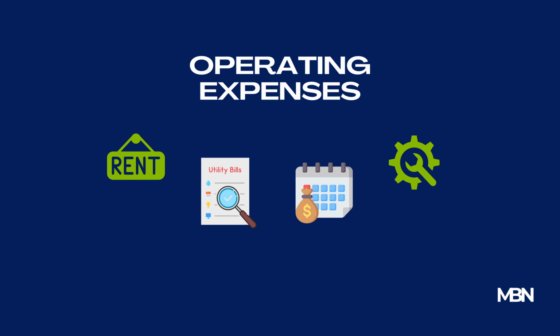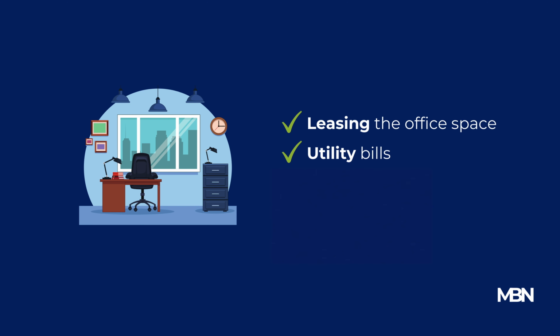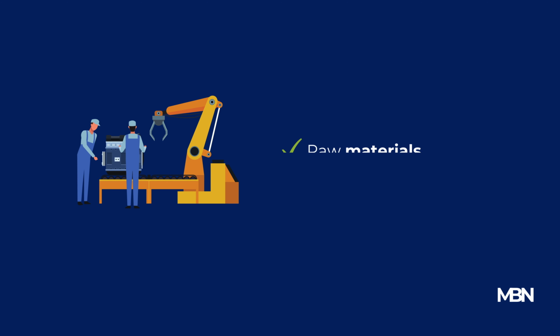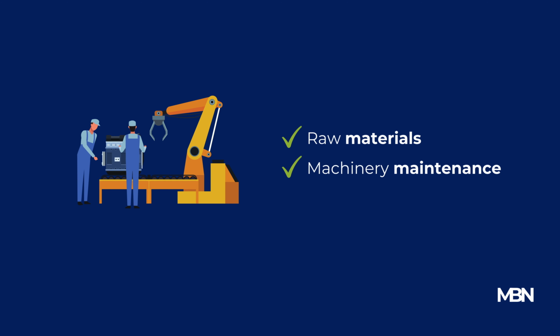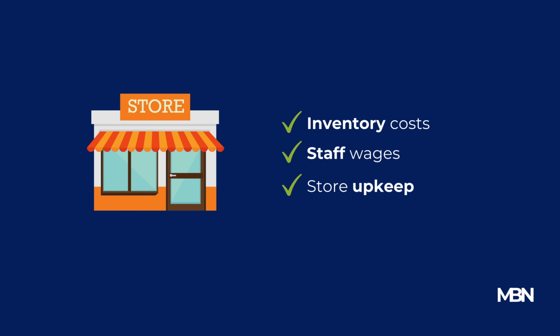Let's make it more tangible with some examples. For an office, operating expenses might include the cost of leasing the office space, utility bills, and office supplies. In a manufacturing setting, it could cover the cost of raw materials and machinery maintenance. Retail stores count inventory costs, staff wages, and store upkeep as operating expenses.